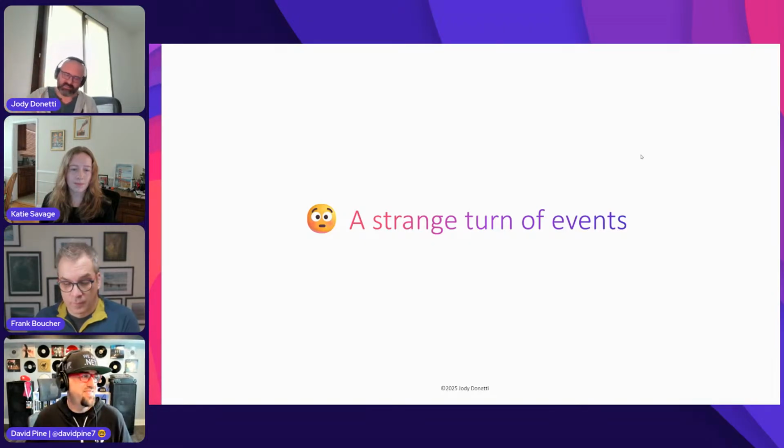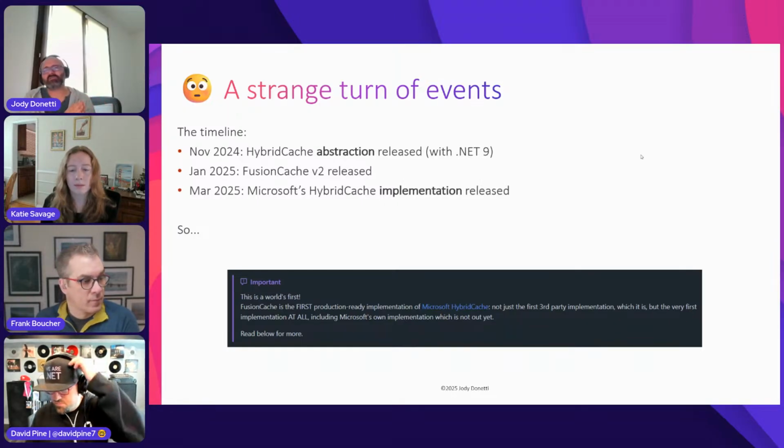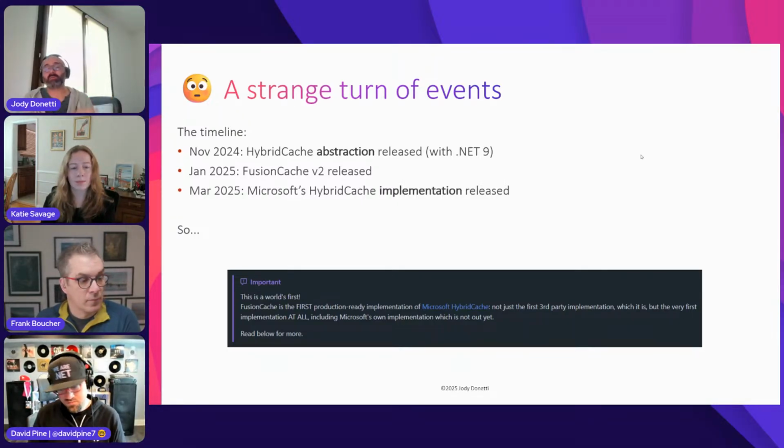Now, this is the timeline. In November, Microsoft released .NET 9. And in there should have been HybridCache, both abstraction and implementation. But there have been some delays internally, and so basically they came up with only the abstraction as part of .NET 9. Now, in January 2025, I released FusionCache v2, which was compatible with HybridCache. And only in March, Microsoft released their implementation. So basically, for a couple of months, FusionCache has been the first production-ready implementation of HybridCache, even before the Microsoft one, which has been really nice, I have to say.